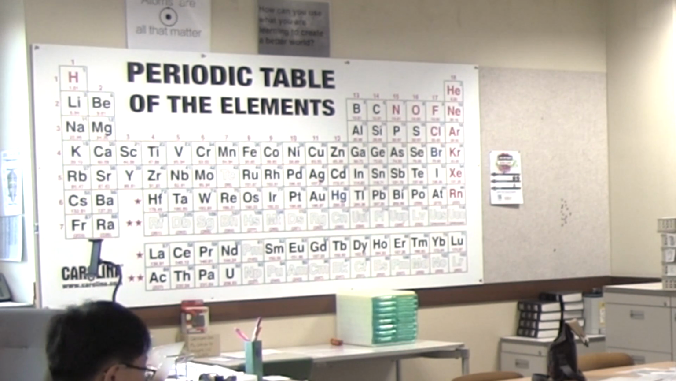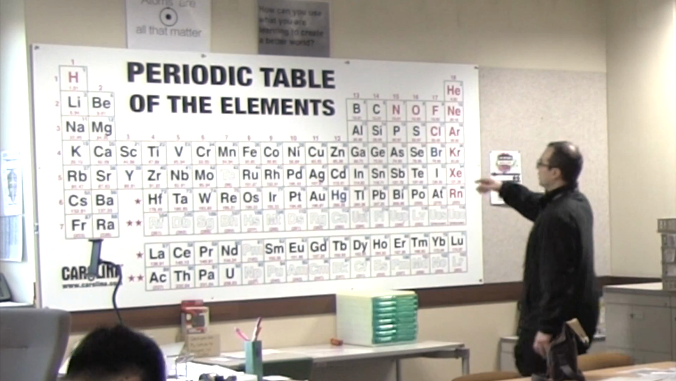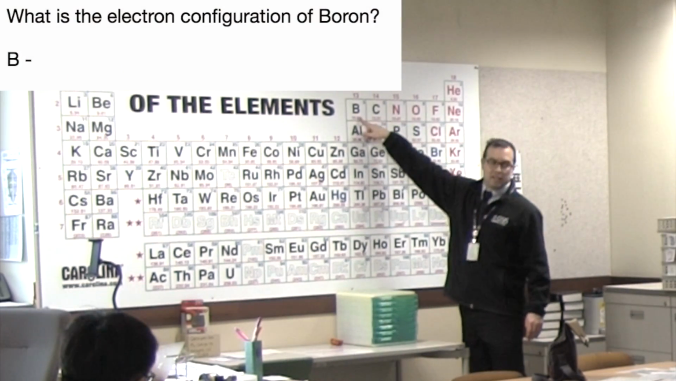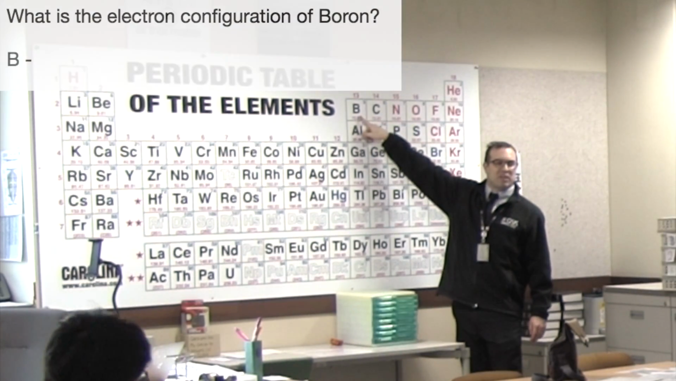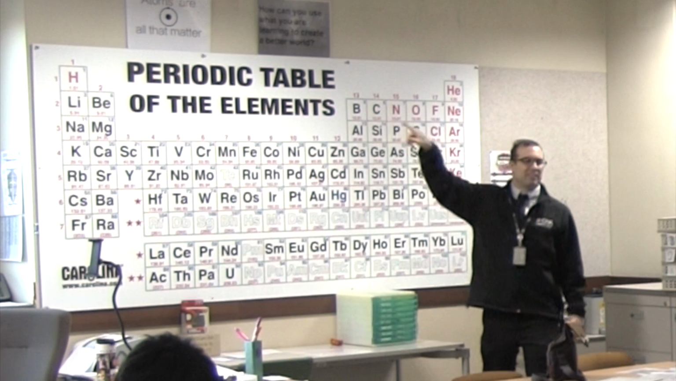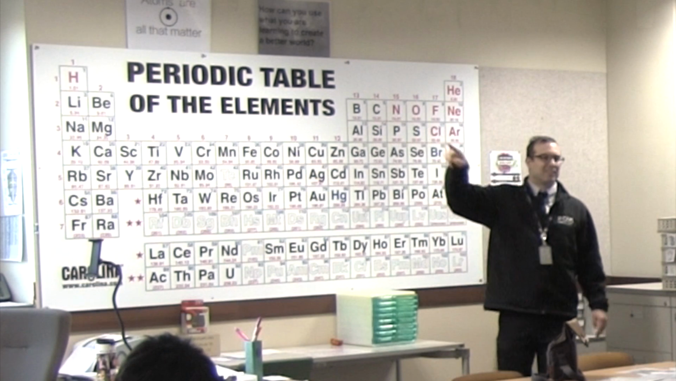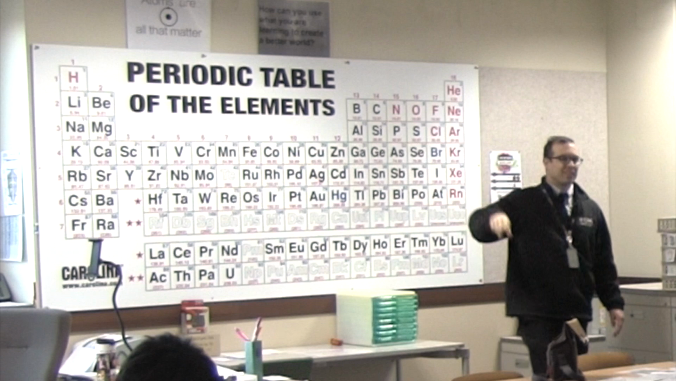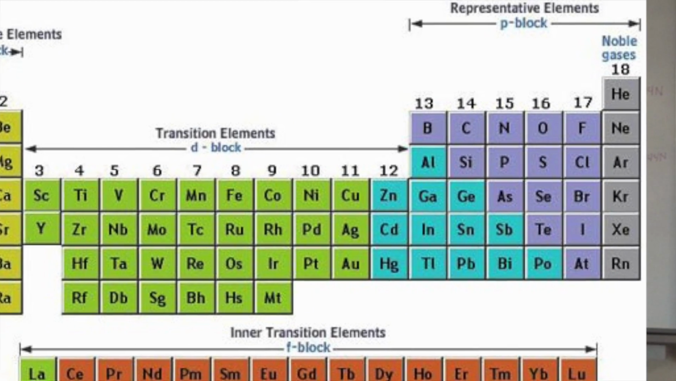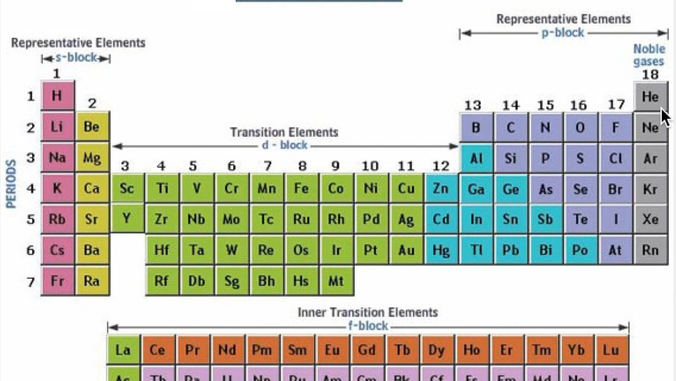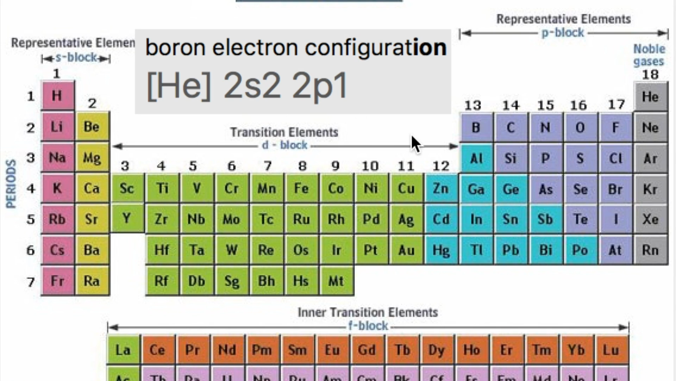Let's do the electron configuration of boron. Who can tell me the electron configuration of boron? Take a moment now, pause the video, and try to work it out. In this case, start with the noble gas that comes before it, your noble gas of helium, and count from helium: 2s1, 2s2, and then over to the P block to 2p1.